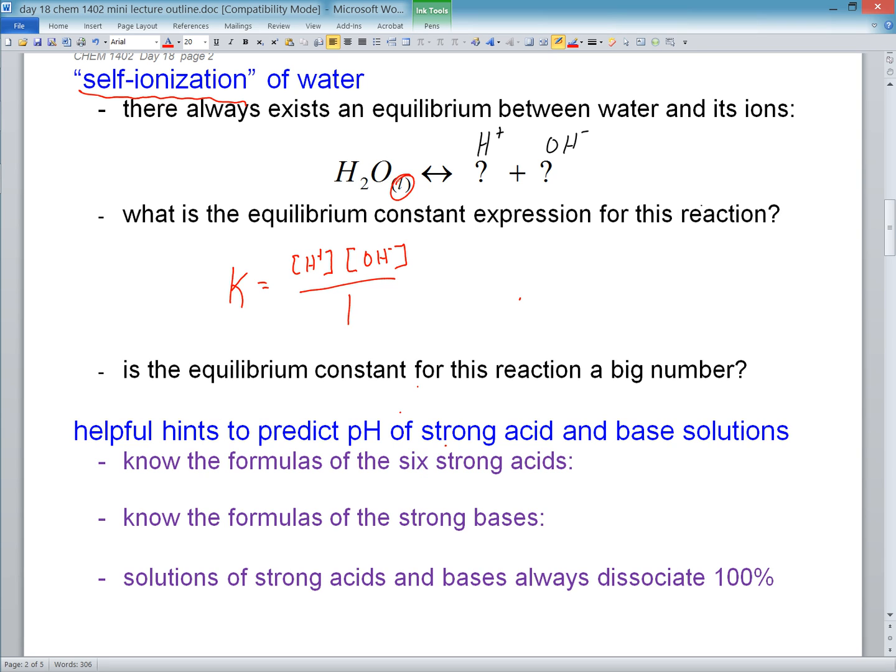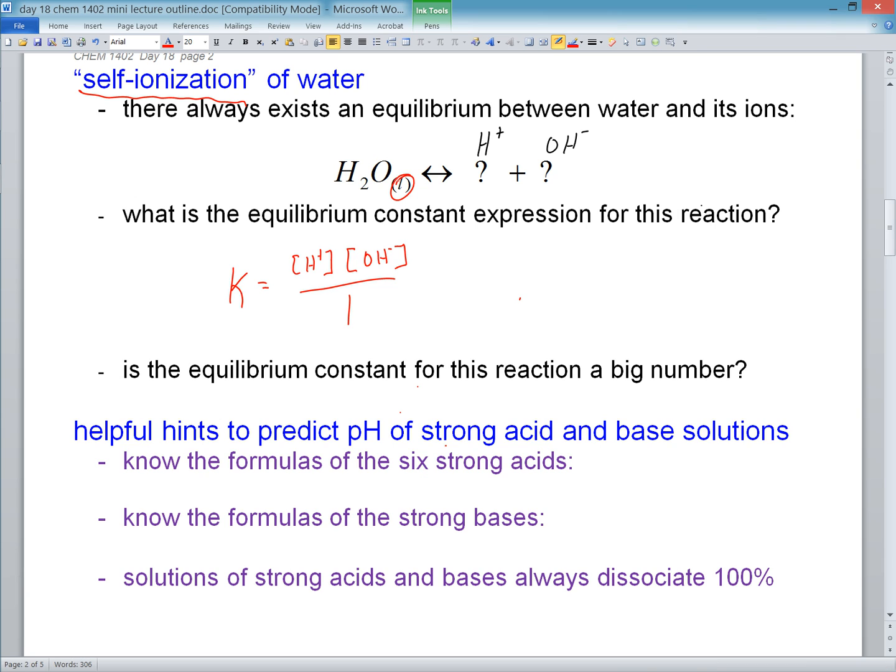Now, would this K be a big number or a small number? What would you predict this equilibrium constant to be? Pretty big, pretty small? Can't tell? Because we're talking about water. Isn't it mostly just water? Liquid water, because you see it, get your hand wet and all this stuff. So that would mean K would have to be really small, because you have to have a whole lot of reactant. So this K has to be really small.